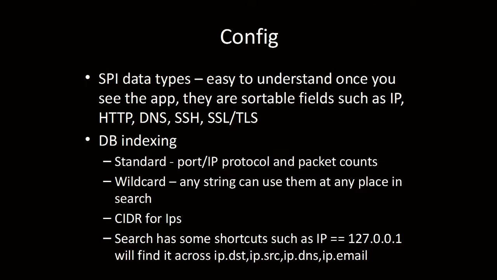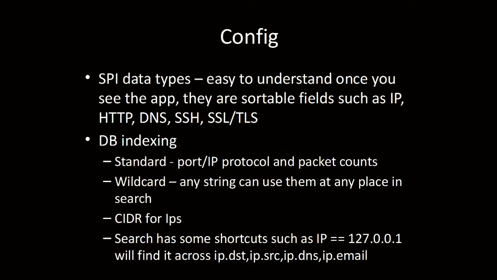Those SPI data types, you'll see them once I throw the app up, the web viewer, but those are sortable fields: IP address, HTTP, DNS, SSH. The database indexing standard is just port, IP, protocols and packet counts, and then you can use wildcard in the search field. At any point, you can wildcard the beginning, the middle, or the end, or multiple wildcards.